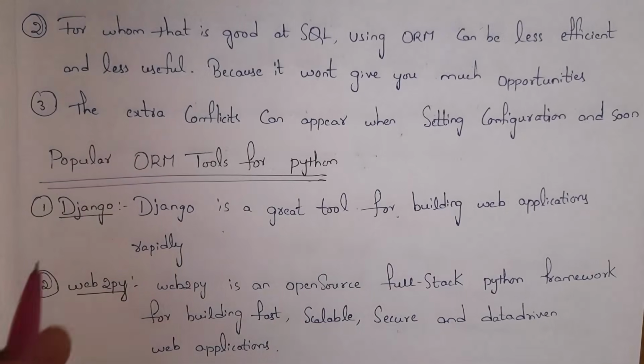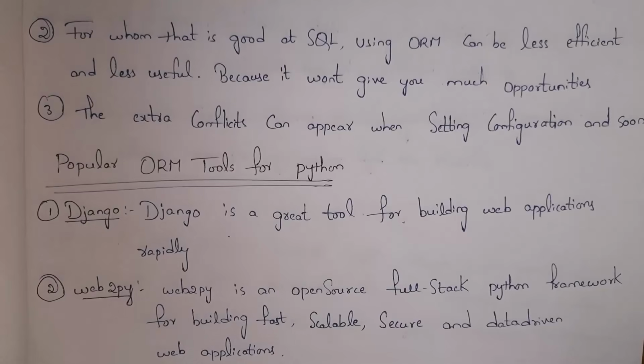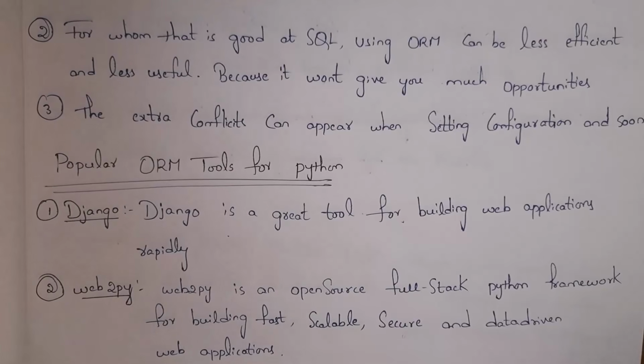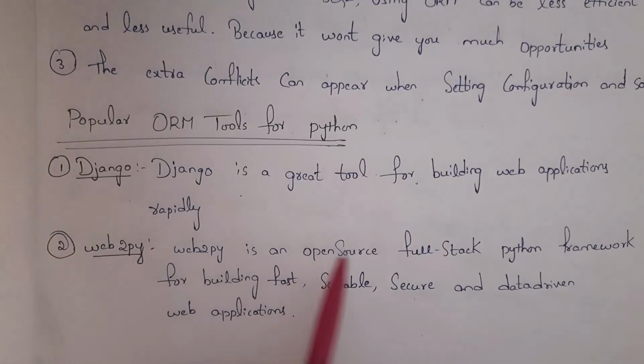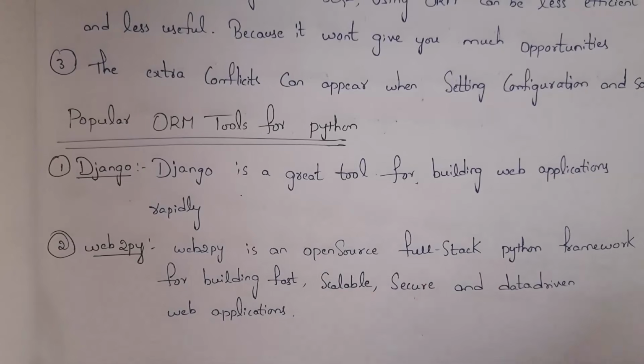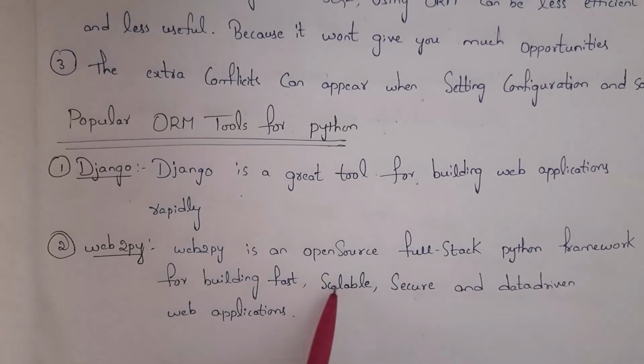Not only SQLAlchemy, but there are also so many other Python ORM tools available. The first one is Django, a great tool for building web applications rapidly. By using Django, we can create various web applications. The next one is Web2Py, an open source full stack Python framework for building fast, scalable, secure and data driven web applications.